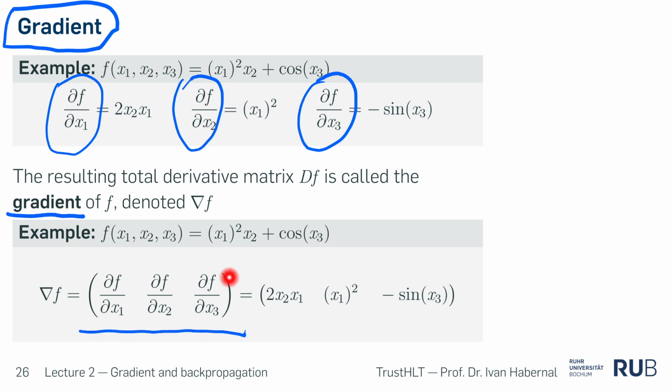So for this cosine function, you can plug the partial derivatives together and get this gradient vector. If you have 50 million parameters, you have a 50 million size gradient. This is big, of course. And that's what's called a large language model, a large number of parameters.